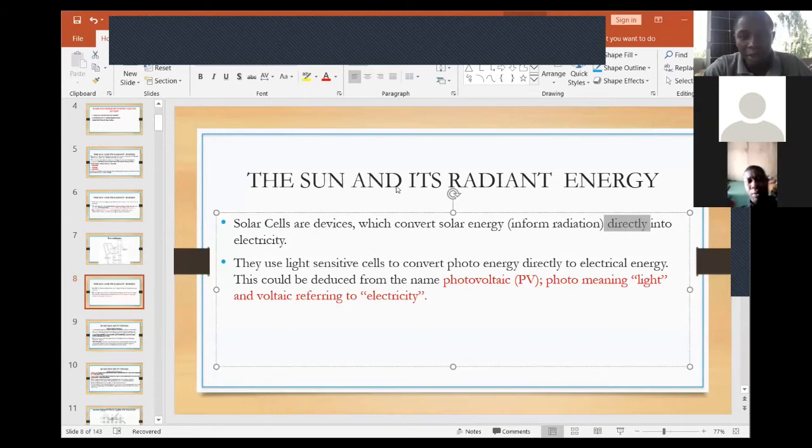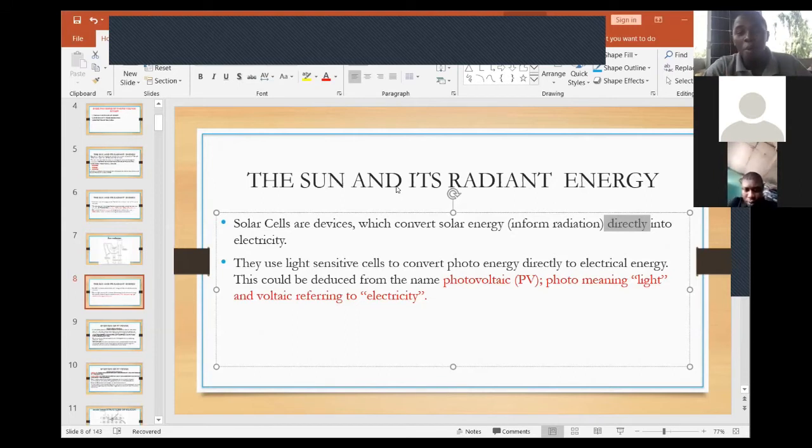Now, for instance, if you have a steam power plant and you want to generate electricity, what you first of all do is burn your fuel. That means you convert your stored chemical energy into heat energy. From heat energy, you use it to boil water. From boiling water, you convert it to mechanical energy, you use it to turn a turbine. From turning a turbine, you connect the turbine shaft to a generator, and you generate your electricity.